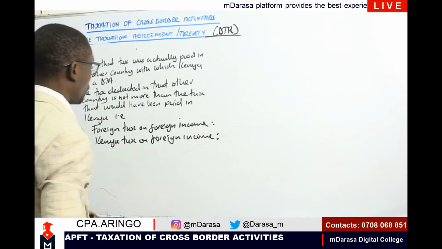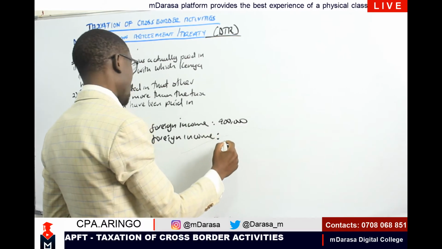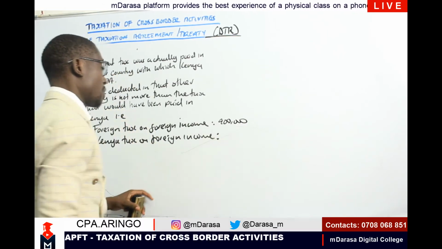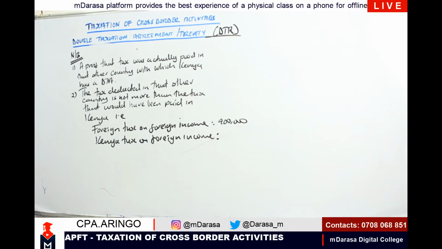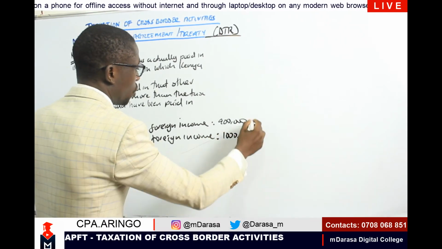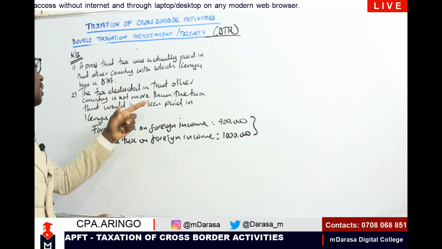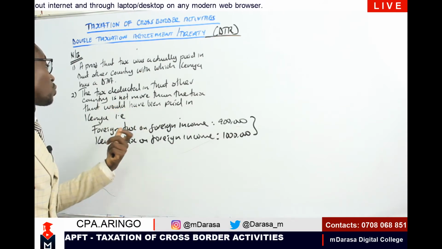So assuming that foreign tax on foreign income is, say, 900,000 and Kenyan tax on foreign income, we can take any figure, talk of 1 million, for example. So in this statement, you are saying that the tax deducted in that other country is not more than the tax that will have been paid in Kenya.